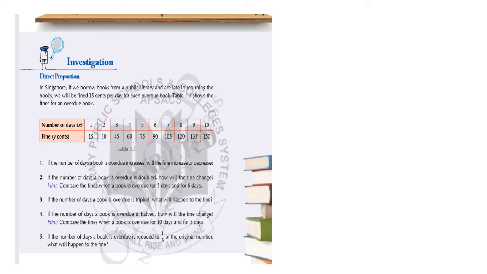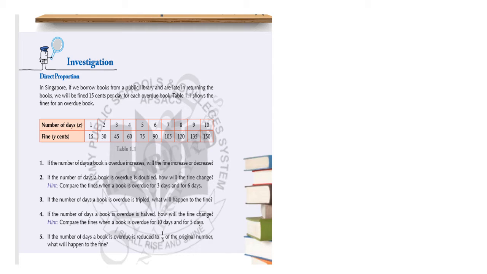First question: if the number of days a book is overdue increases, will the fine increase or decrease? Second question: if the number of days a book is overdue is doubled, how will the fine change? Third question: if the number of days a book is overdue is tripled, what will happen to the fine? Fourth question: if the number of days a book is overdue is halved, how will the fine change? And fifth question: if the number of days a book is overdue is reduced to 1/3 of the original number, what will happen to the fine?